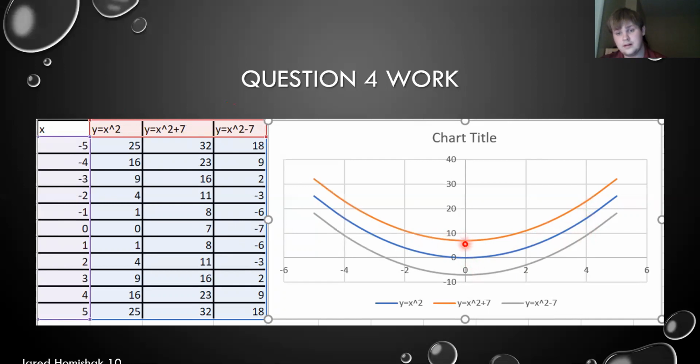One graph, the x squared, is kind of the origin, if you want to think of it like that. And then from there, it shifts upwards or downwards. Plus 7 shifts it upwards, shifts all the y coordinates up. And it'll repeat likewise when you go down, when you take away 7. So that's really the main thing I want you all to look at here.